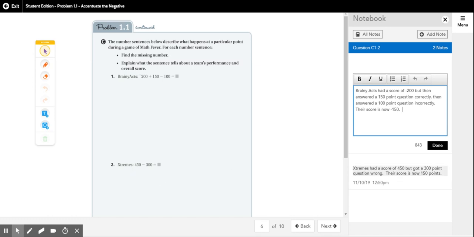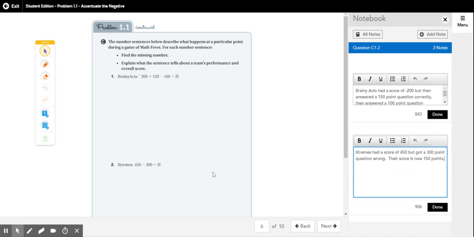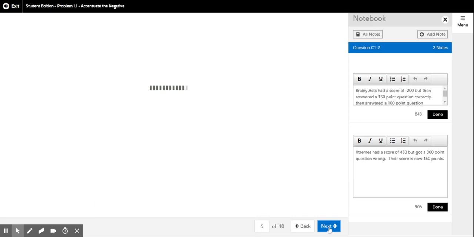For Team Extreme, they started off with 450 points, and they lost 300. If you remember from the game board, there weren't 300-point questions. We have to assume this is a combination of questions. But they started with 450, and they lost 300. Therefore, they're at a positive 150 points. They're still ahead of zero.